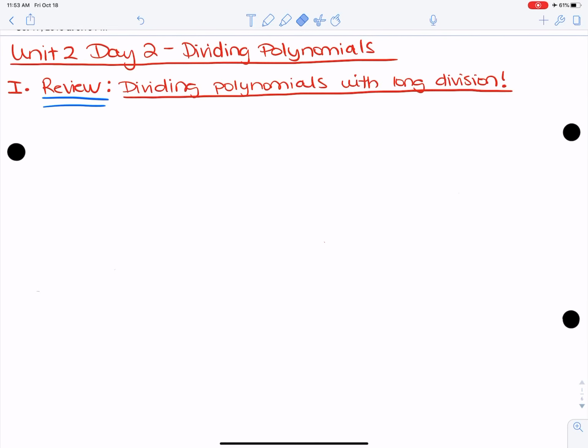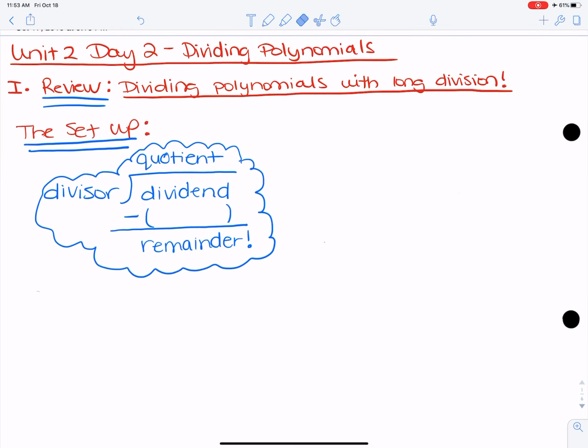So, to begin, let's review. This should be review, not new, but refreshing your memory on how to divide polynomials with long division. Step one is you have to remember the setup: you put whatever you're dividing by on the outside, and whatever you're dividing on the inside. Then you put your quotient, how many times the piece on the outside goes into the piece on the inside, and any remainders left over are at the bottom. But of course, don't forget, you have to subtract to get those remainders.